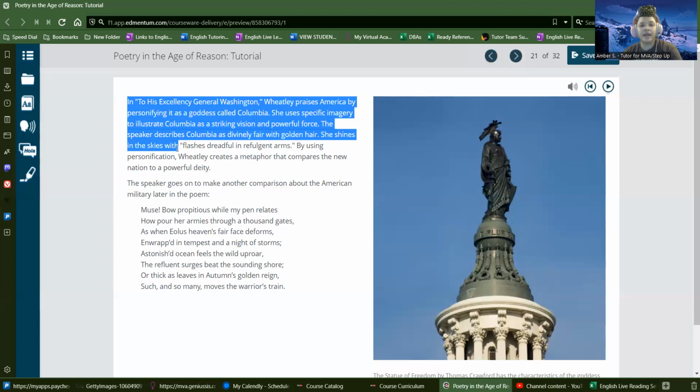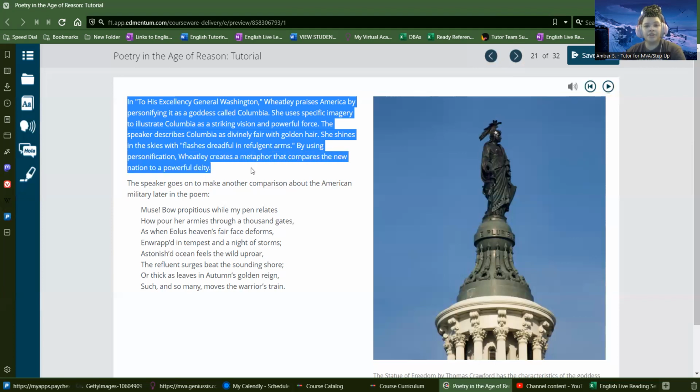She shines in the skies with flashes dreadful in refulgent arms. So by using personification, Wheatley creates a metaphor that compares the new nation to a powerful deity. So flashes dreadful, basically, yeah. So in the previous lines, we were talking about how the nation didn't want to be at war. But Columbia is a powerful deity. So she's flashing in a way where she doesn't feel good about war, but she's pretty powerful being a goddess, right? Like goddesses are usually powerful.